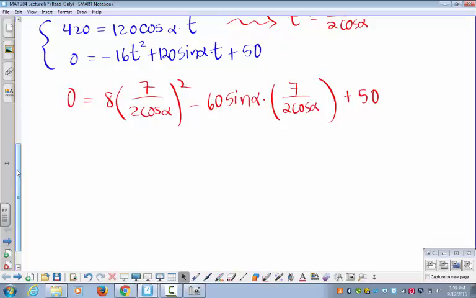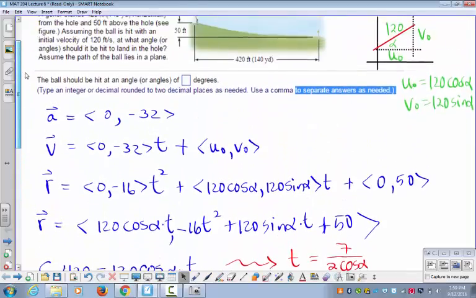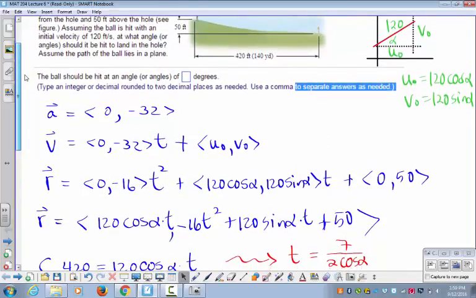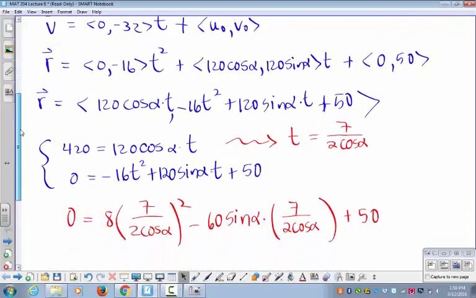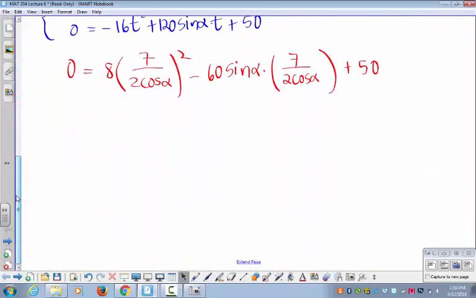It tells you online to put it into a graphing utility. Mm-hmm. But even when I did, I wasn't able to come up with an answer that my math lab liked. And what did they say to round it to? I don't remember. So it says the ball should be hit at an angle, type an integer or decimal rounded to two decimal places. I can look at yours specifically and see if there's a typo in yours. So you got that far? I mean, help me solve it gets you all the way through to this point. So then we'll type it in and get an alpha, and we'll solve it from there.